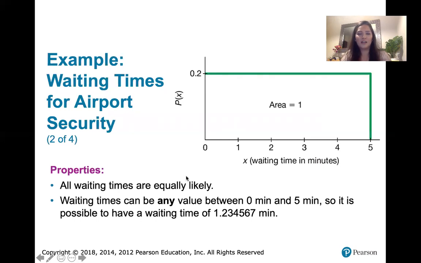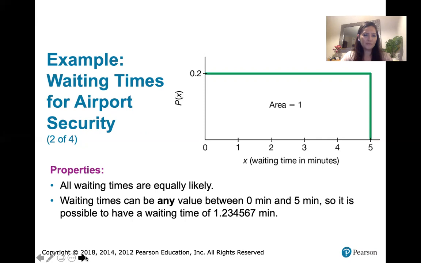Now, because we're talking about a continuous random variable x, rather than a discrete random variable x, x can be any waiting time between 0 and 5 minutes. So you could be waiting 0 minutes, or 1 minute, or 2 minutes, or 3 minutes, or 4 minutes, or 5 minutes. But you could also be waiting 1.5 minutes, or 1 minute and 45 seconds. Or you could be waiting 1.234567 minutes. You can have any waiting time between 0 and 5 minutes, and there are infinitely many waiting times between 0 and 5 minutes. So that's what makes this a continuous distribution.